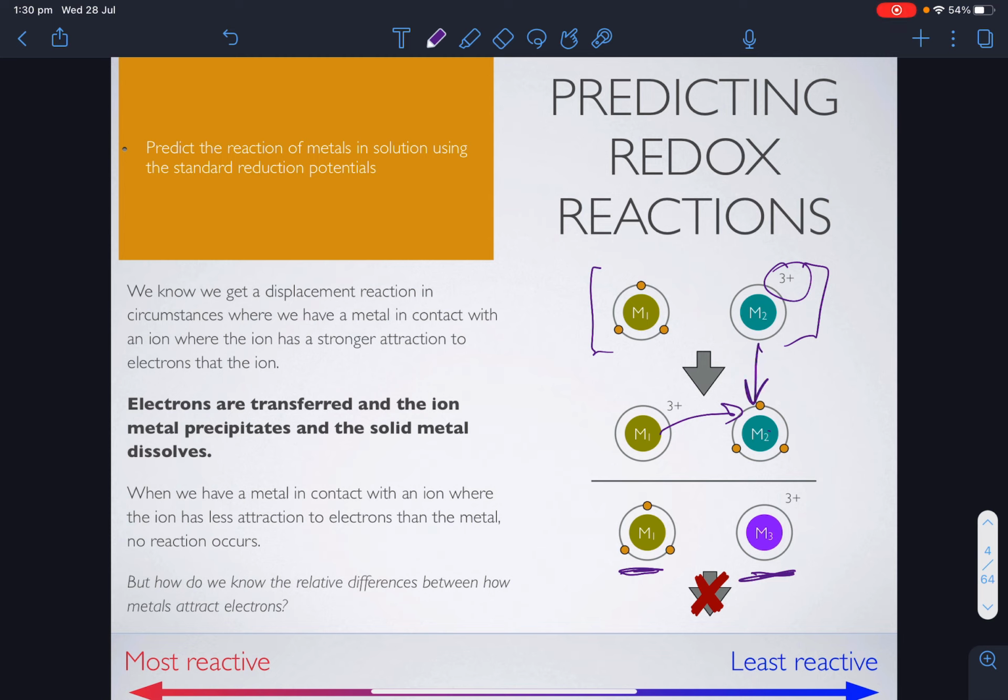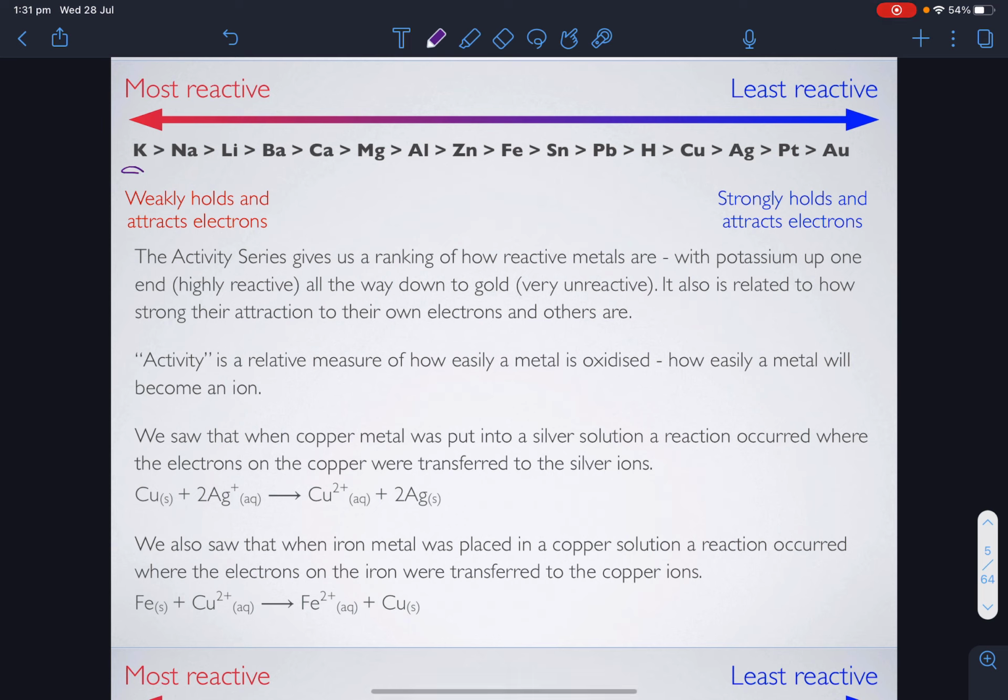Okay. How do we know the relative differences between how metals attract electrons? We had the activity series. We're going to formalize it a bit more. So we had this metal reactivity series. We had our most reactive up here and our least reactive down here. Our most reactive weakly hold on to and attract electrons. And we've got stuff like group 1 metals here, like potassium, sodium, and lithium, that we know have one valence electron, and they become much more stable as the 1+ ion, where the outer shell is complete.